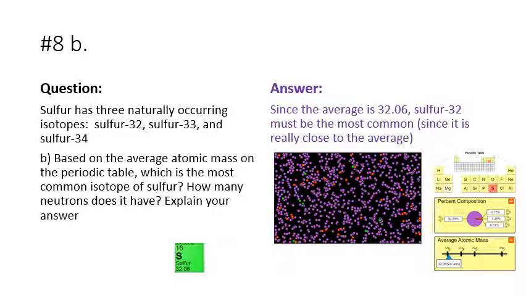Sulfur 32 is shown in purple. In red is sulfur 34, and sulfur 33, I think, the green dots there. So kind of interesting. 32 is most common. It's about 95%. 34 is next most common. It's 4%. And sulfur 33 is the least common of the ones that were in our problem.